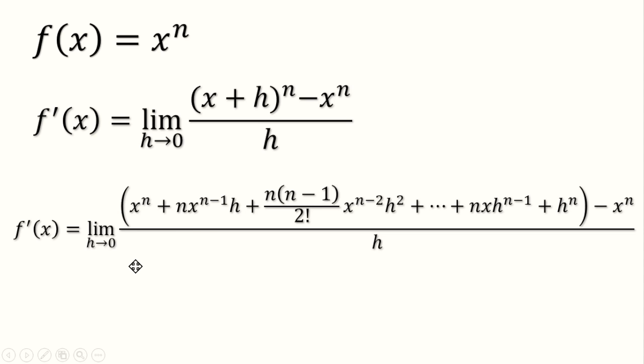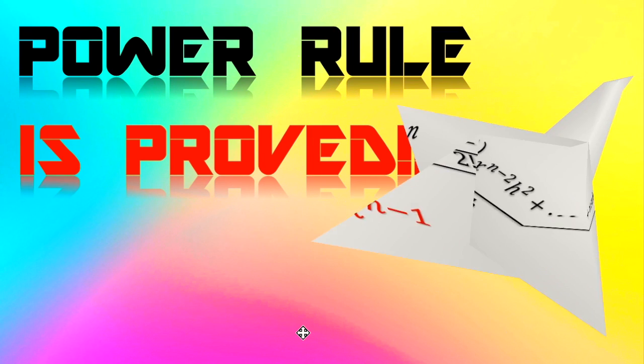Thus f prime of x would be n times x raised to n minus 1, and we have proved that the power rule is correct: for the function f of x equals x raised to n, its derivative, f prime of x, would be n times x raised to n minus 1. Thus, the power rule is proved.